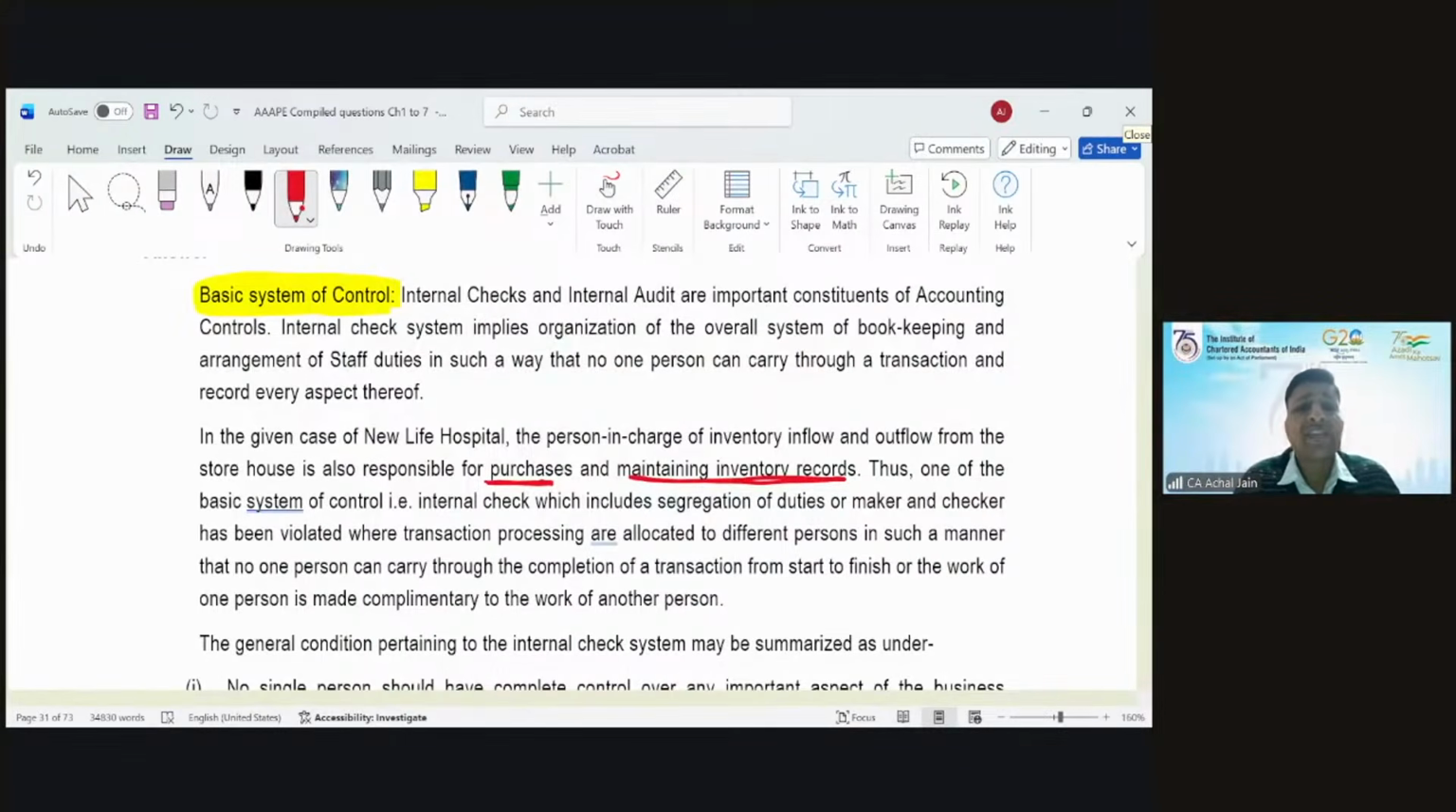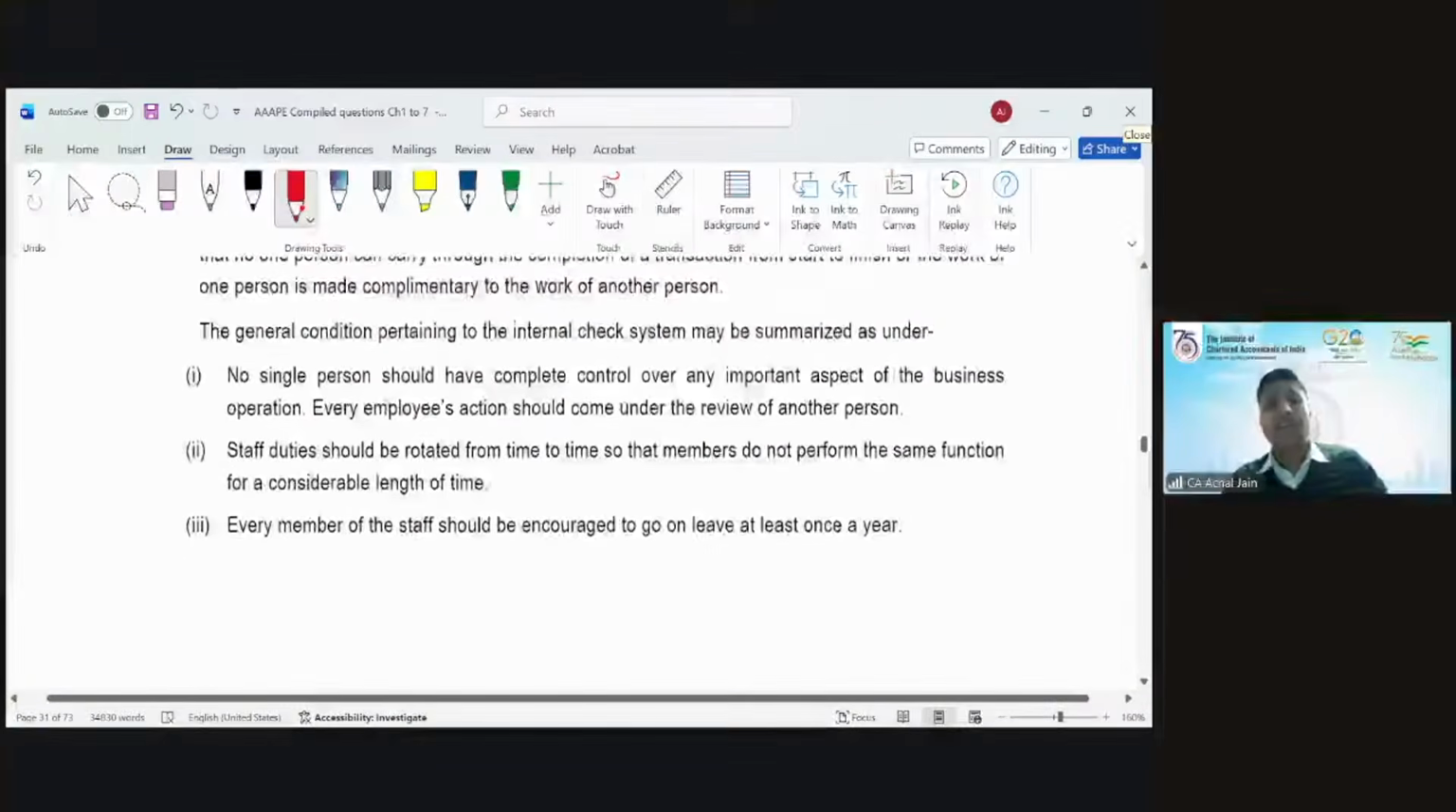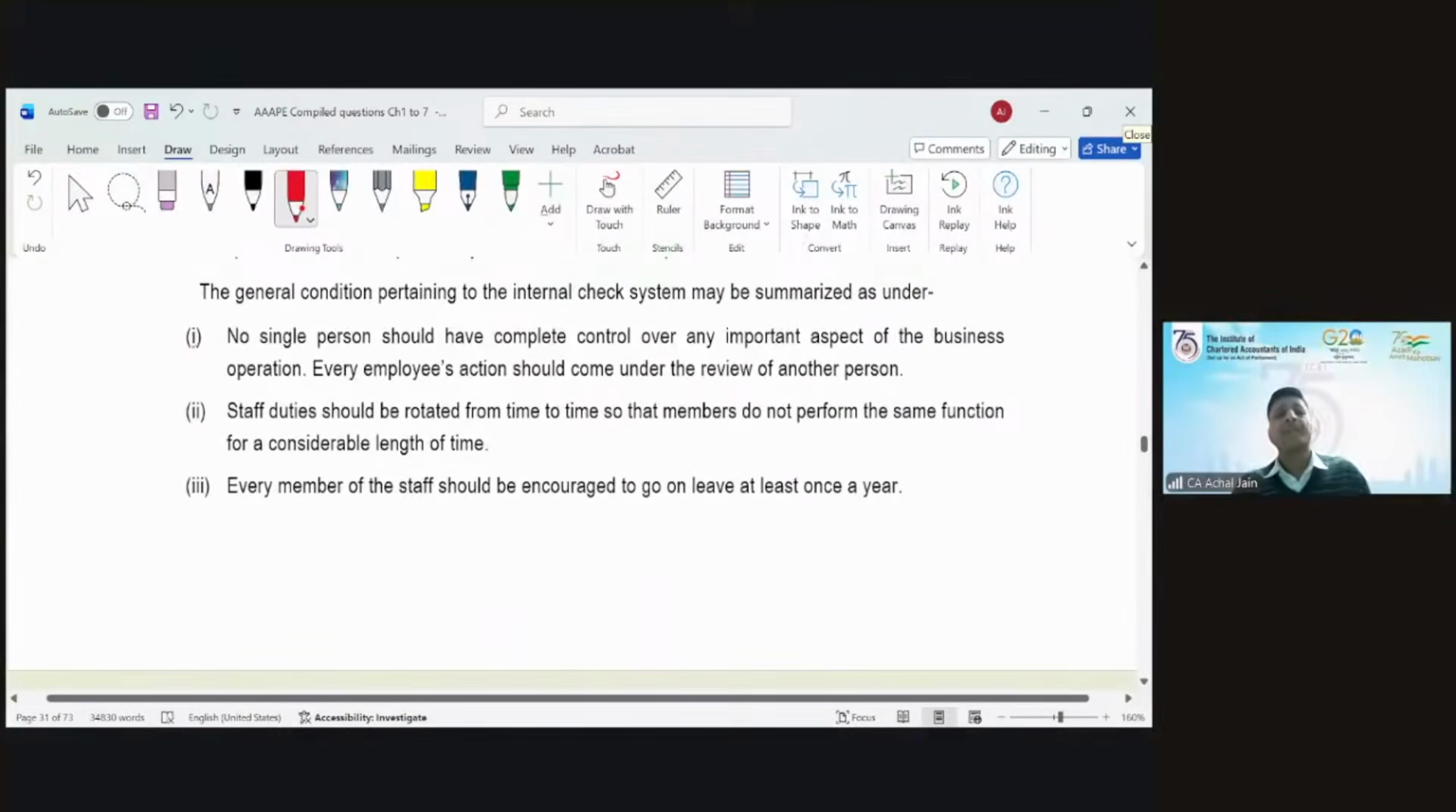Thus, one of the basic systems of control, that is internal check, which includes segregation of duties or maker and checker, has been violated, where the transaction processing is allocated to different persons in such a manner that no one person can carry through the completion of a transaction from start to finish, or the work of one person is made complementary to the work of another person. The general conditions pertaining to the internal check system may be summarized as under. So let's understand what that is.